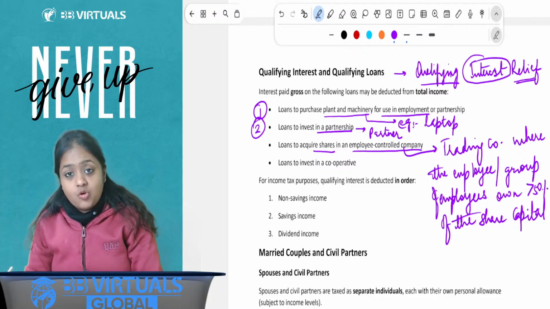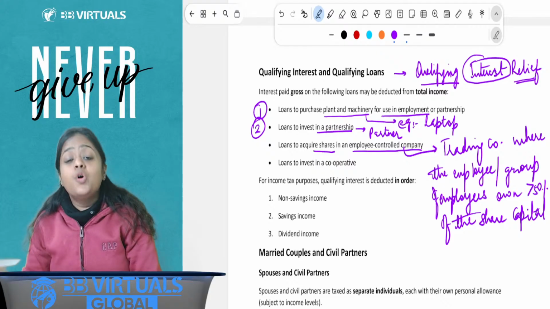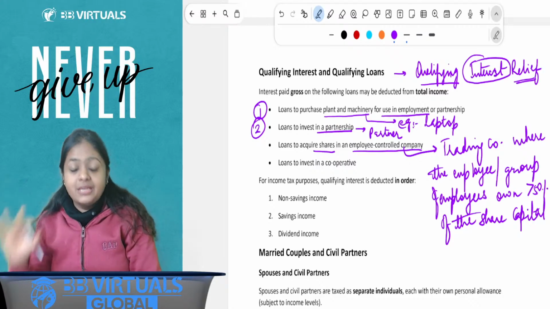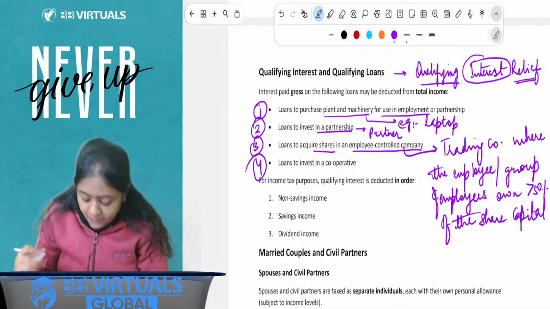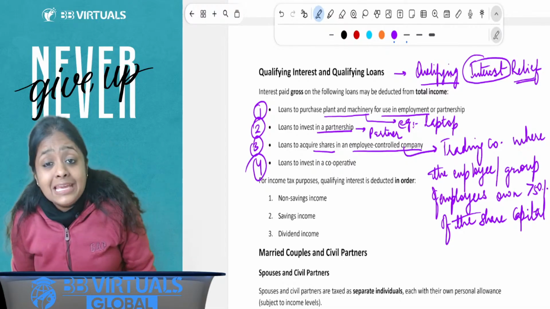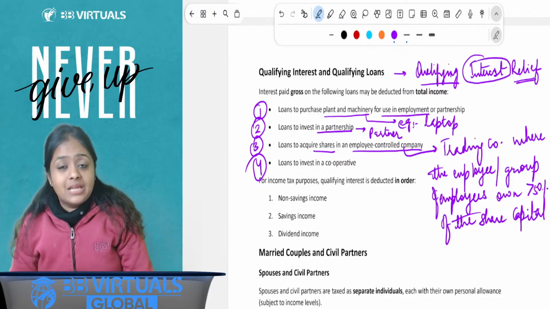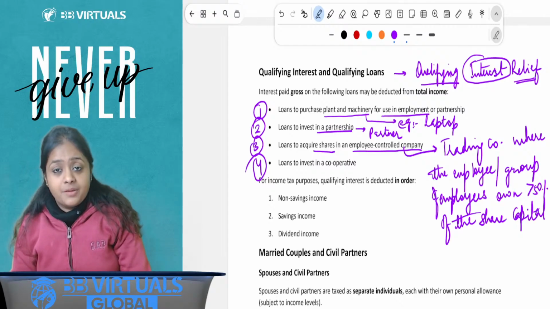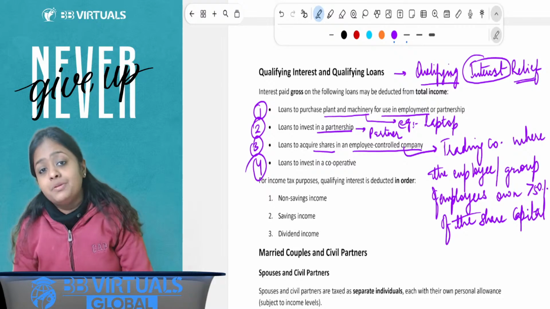Number four, a loan to invest in a cooperative, like any cooperative societies that we have in India also. If a loan is taken to invest in a cooperative to become a member of that, then that is a qualifying loan. So this is your number 3 and this is your number 4, and only this is the list that is applicable for you under your taxes as well as the ATX syllabus, wherein we approve these as the qualifying purposes for which the loan taken will be a qualifying loan.